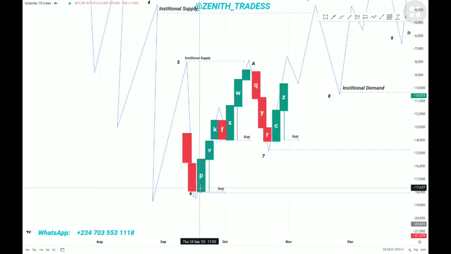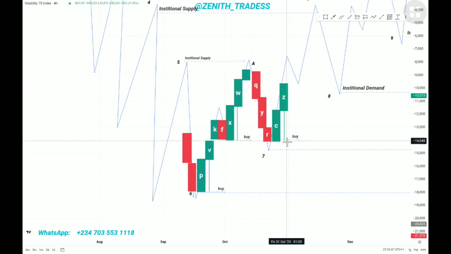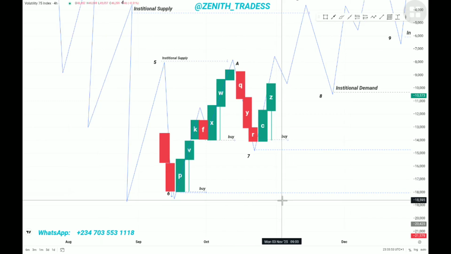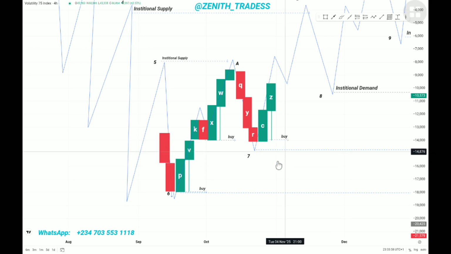Candle P, we buy from its opening price. Candle X, we buy from its opening price. Candle C, we buy from its opening price. What did they have in common? These three candles, P, X, and C. Before I talk, if you can get it, definitely you understand what I'm saying. Just reason for a while, for like 1 or 2 minutes. What did they have in common?